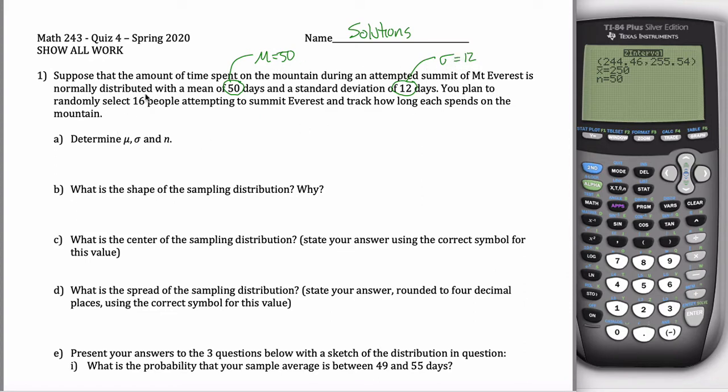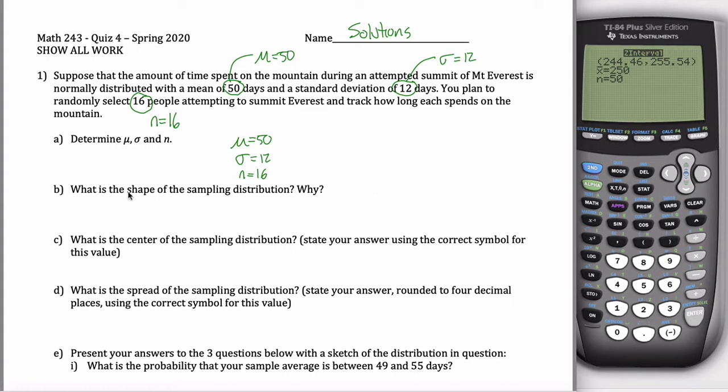You plan to randomly select 16 people in order to create a sample so we can get sample averages so we can ask sampling distribution questions. That 16 is my sample size, it's n. And track how long each one spends on the mountain. Determine mu, sigma, and n. Those are the things given to you in the problem. Mu is 50, sigma is 12, and n is 16. A little redundant to write it up here and down here.